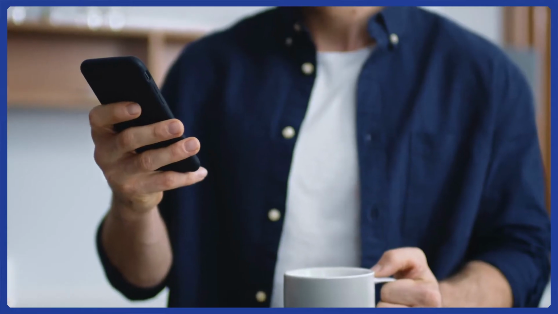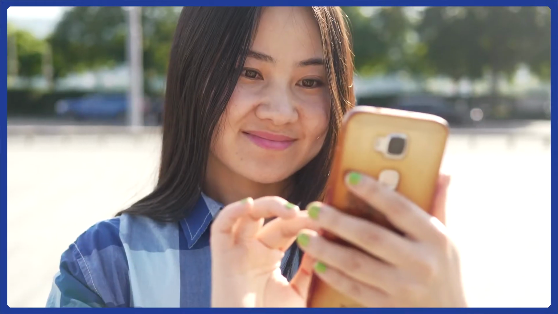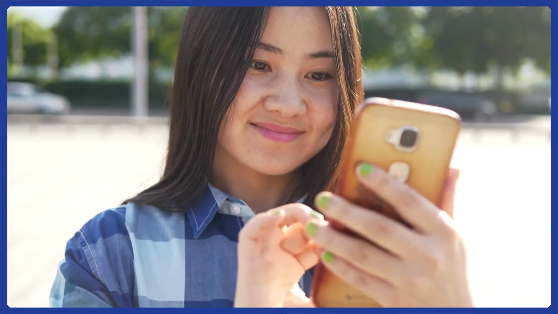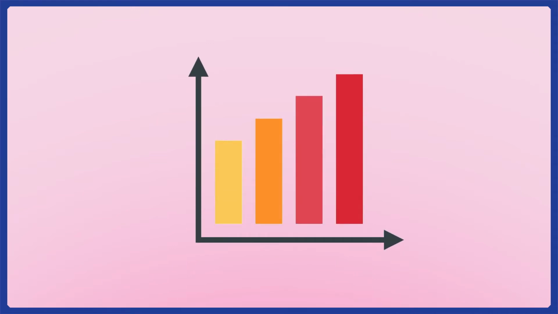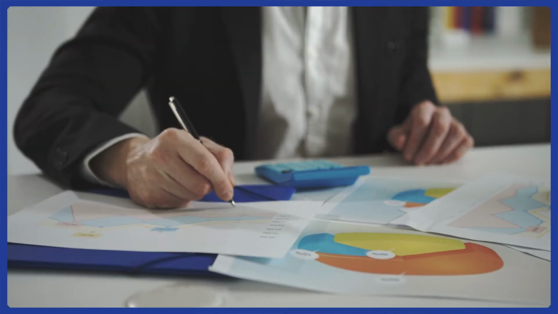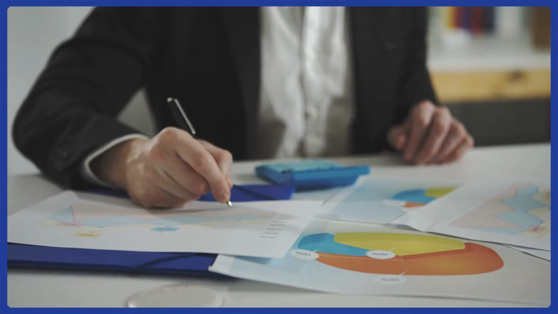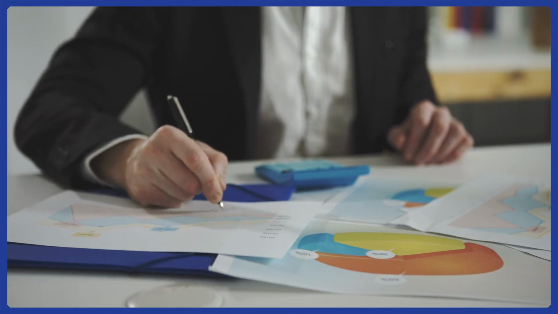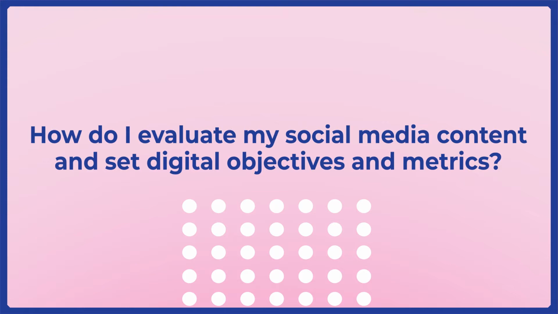Social media content is extremely measurable, making it easy to see the impact of your content on digital channels. It is so measurable that looking at all available metrics and stats can easily be overwhelming, but it doesn't have to be. What's important is not to monitor all the metrics available, only those relevant to your digital objective. How do I evaluate my social media content and set digital objectives and metrics?